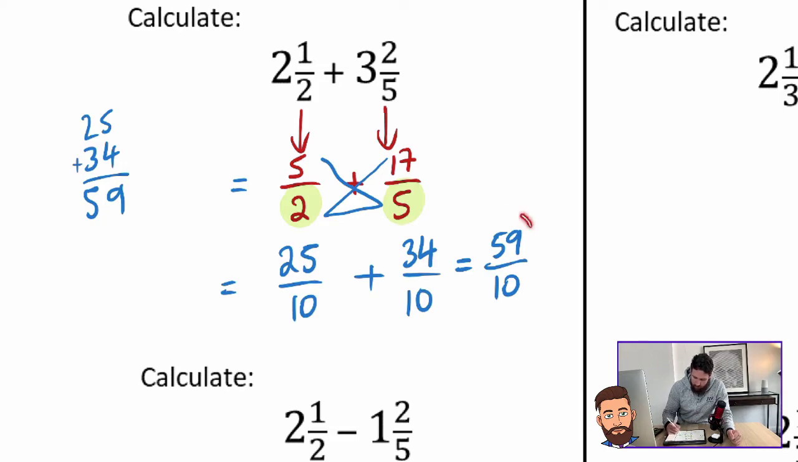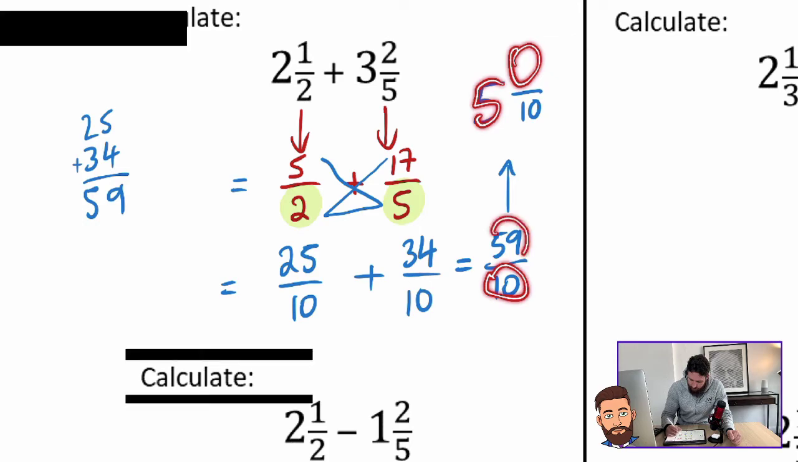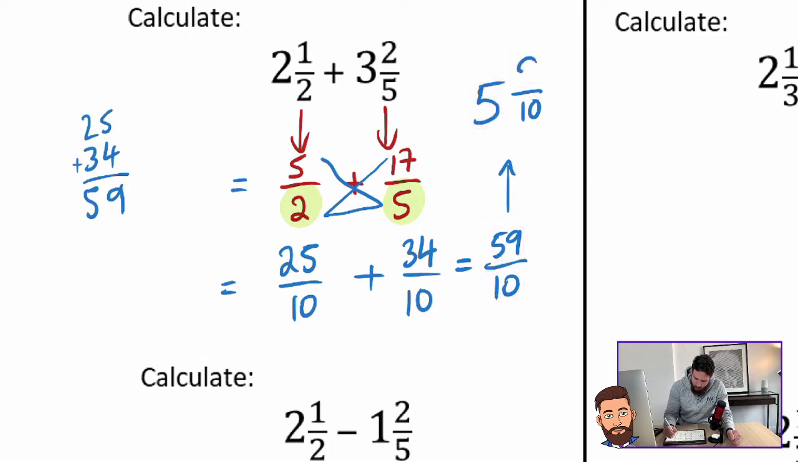You should now realise this is top heavy. Improper. Let's turn it back into a mixed number. So as a mixed number, how many times does 10 go into 59 whole? It goes in 5 whole ones with 10 left over as my denominator. It always stays the same. How many are left over? Well, 5 whole ones would be 50. How many do I need to get to 59? 9. So the answer to this one is 5 and 9 tenths.